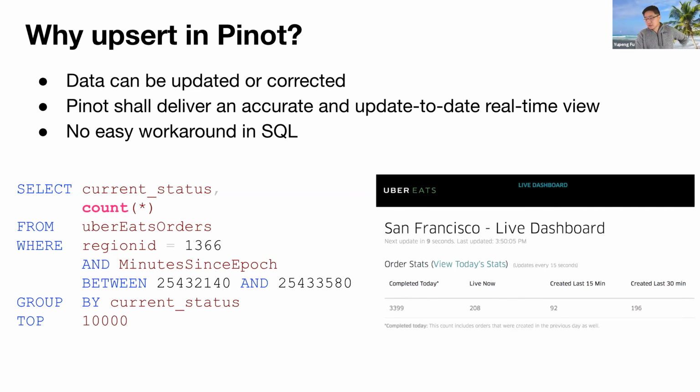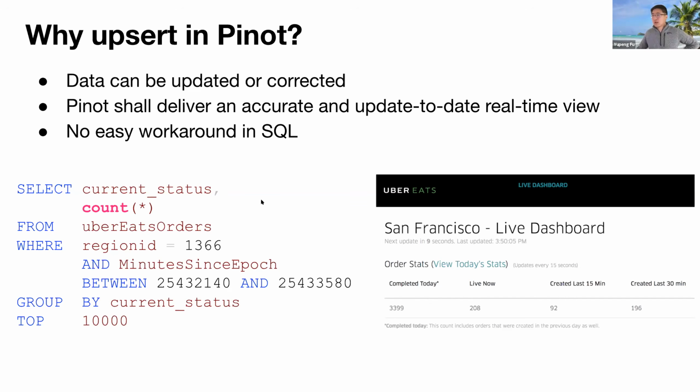But naturally, Uber's business is really real time, right? So the status can change, can be updated from an order being placed, or a courier delivering this order, until the order is completed.